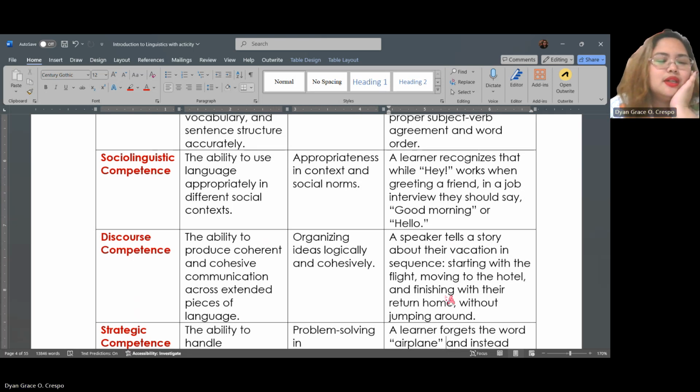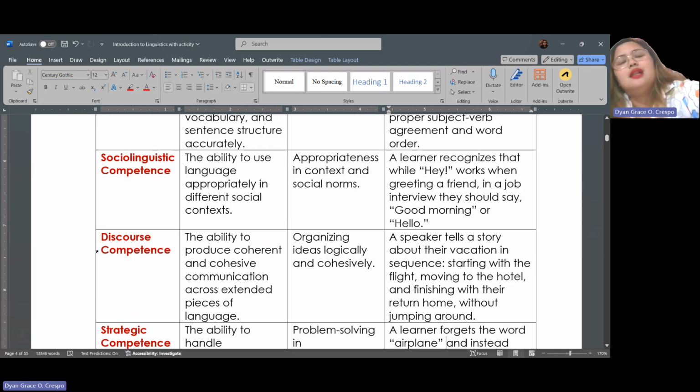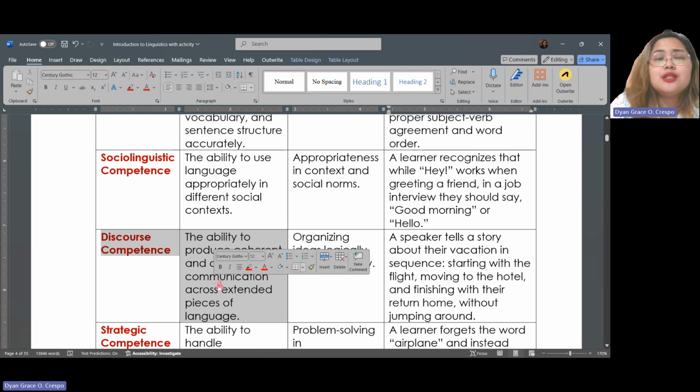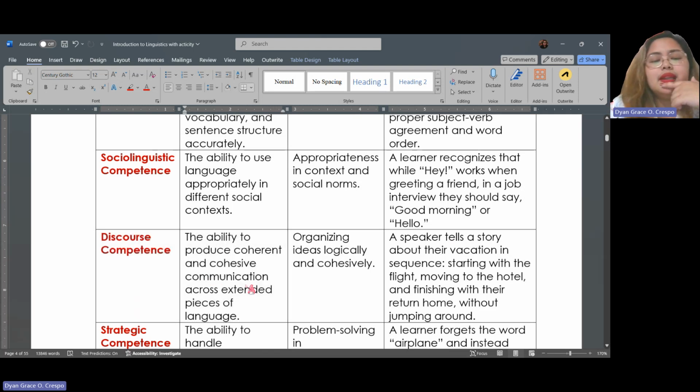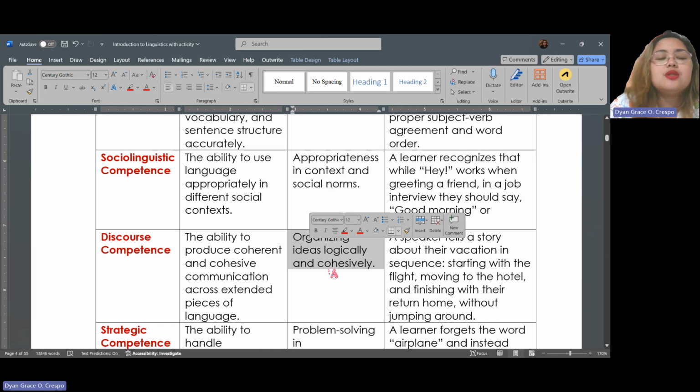It's really not good. Now, next, the grammar is easy, a little bit harder for the sociolinguistic. Now it's discourse competence. This one is harder. Why? Because it is the ability to produce coherent and cohesive communication text. Because this time, you need to have, kanina appropriateness lang for context and social forms. But this one, you need to have your ideas logically and cohesively.